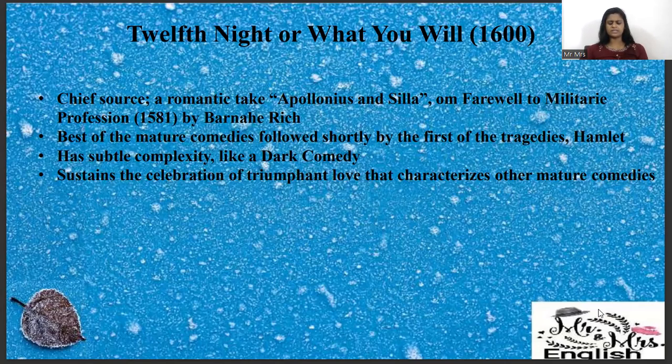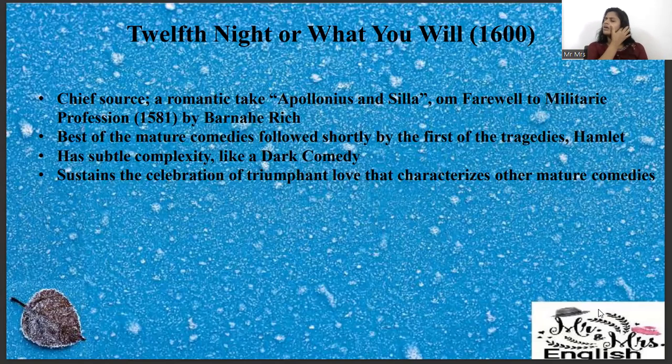Viola is disguised as Cesario, and she enters the service of Duke Orsino. Orsino is in love with another lady, but that lady falls in love with Viola, who is now in the guise of Cesario. And finally, Viola's brother Sebastian comes, and then this girl, Olivia.